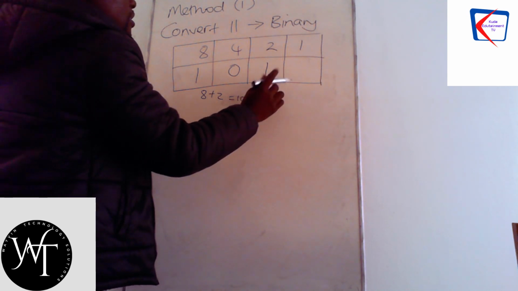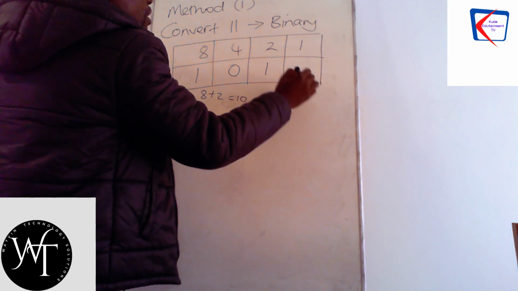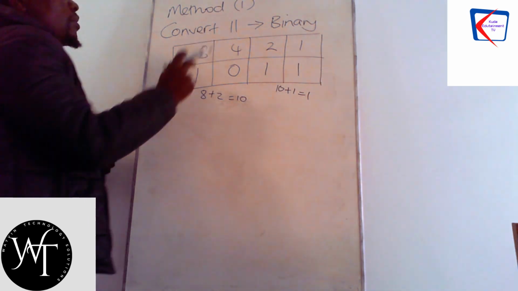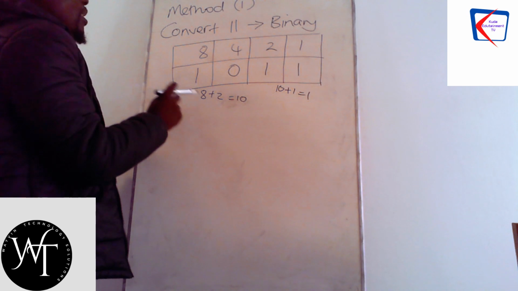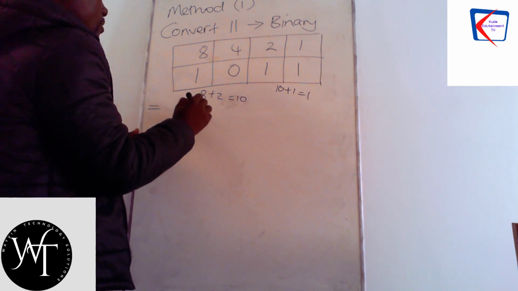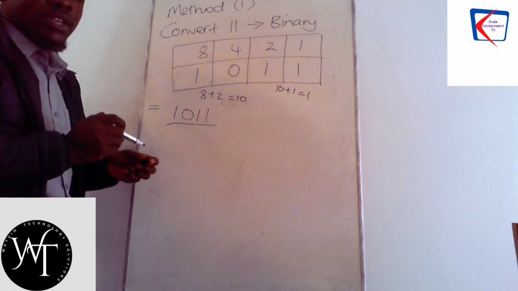And then now we have 10 here. 10 plus 1 is equal to 11. So we switch on 1 like this. So this is how we convert 11 into binary. So therefore, 11 to binary will be equal to 1, 0, 1, 1. That would be our answer using the first method.